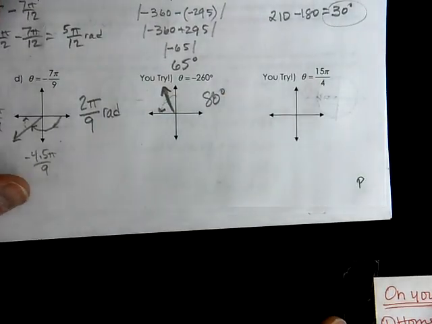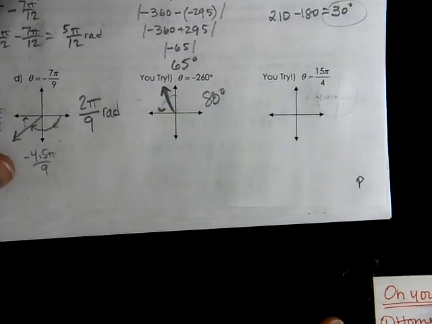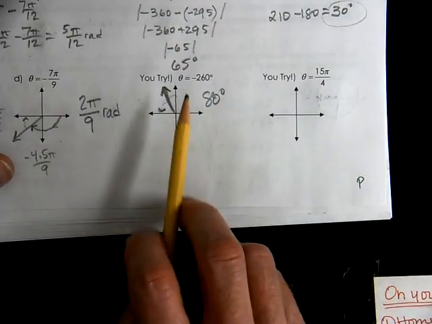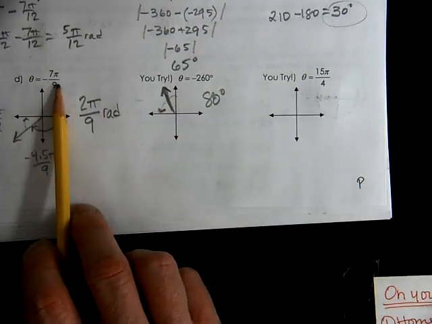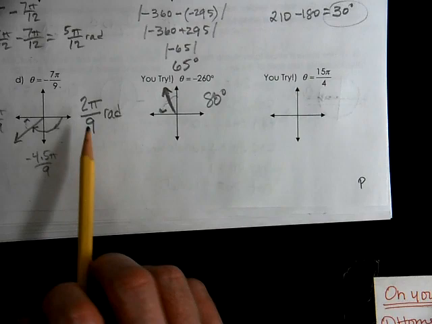Now remember, it has to be a positive reference angle. If they're giving it to us in degrees, we should give our answer in degrees. If they give us a question in radians, we should give our answer in radians.